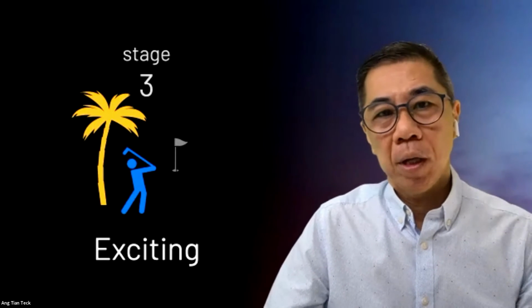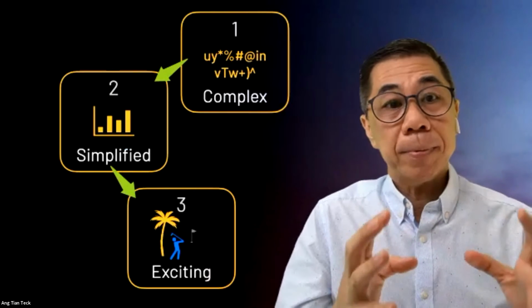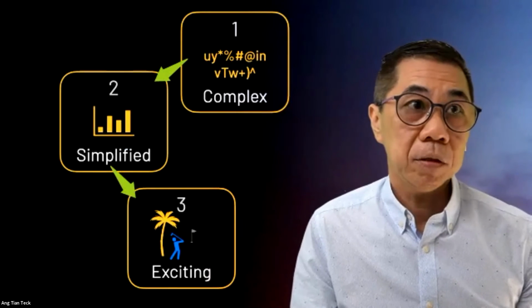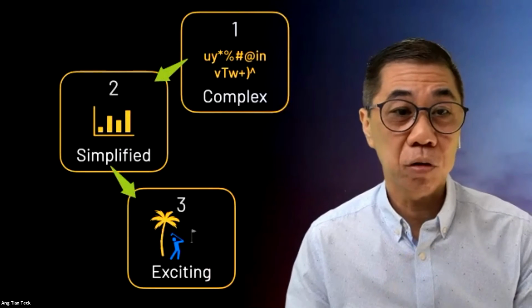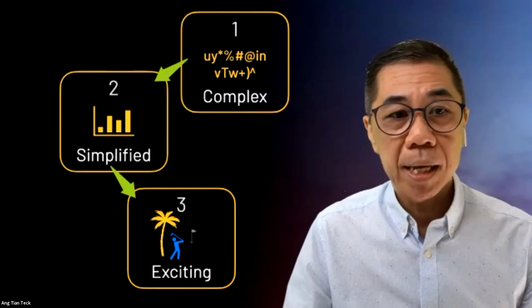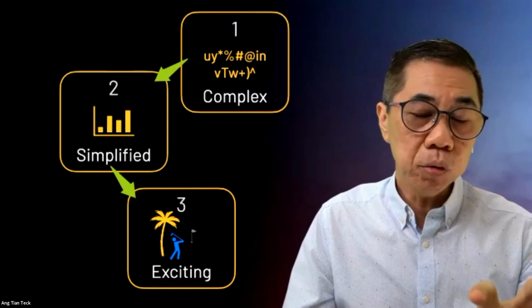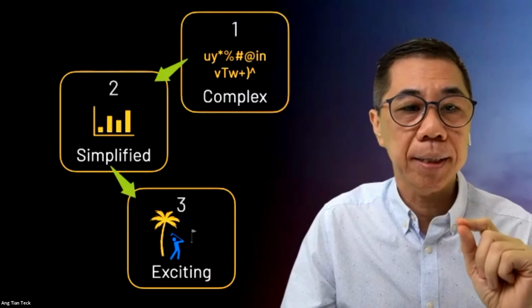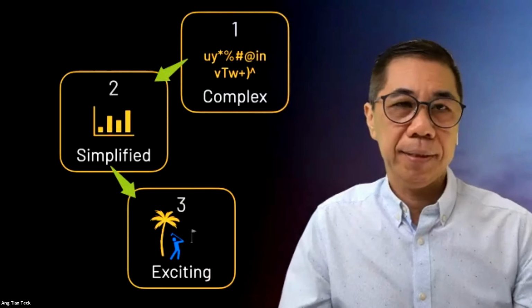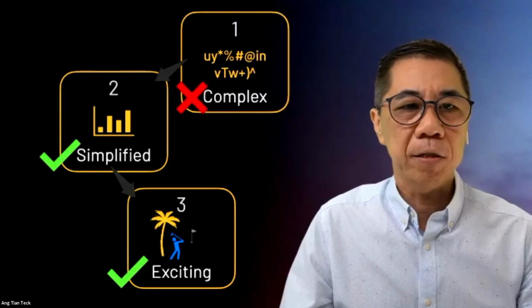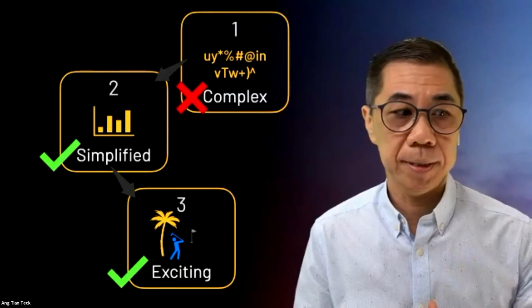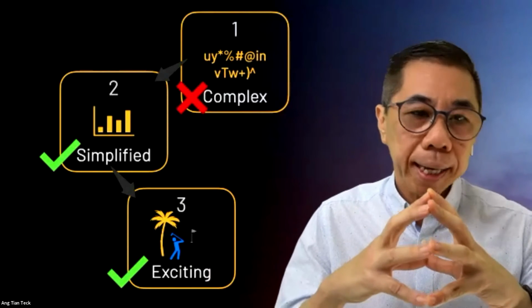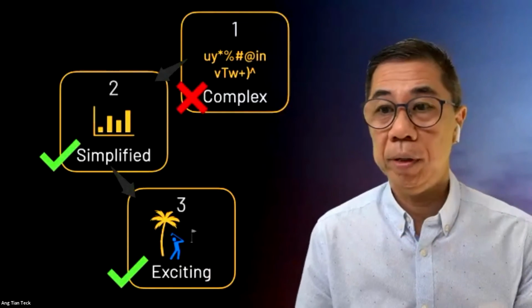Yeah. So to sum up some of the things that I talked about earlier on, stage 1 information is complex, complicated raw data. Not good. We don't want to be there. We want to move into stage 2, simplified information, and stage 3, exciting information. Right? And so in summary, stage 1, no good. Stage 2, simplified is good for presentation. Stage 3, exciting is also good for presentation.